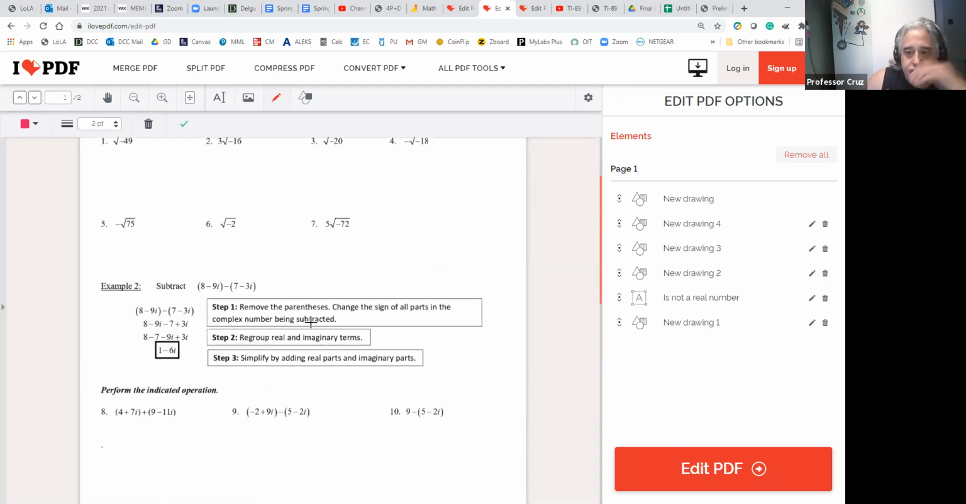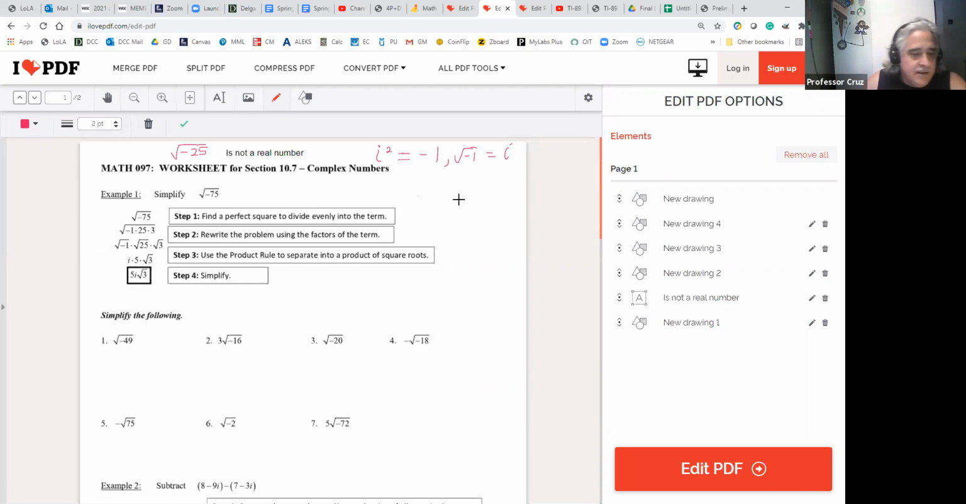All right. Now, other than that, these numbers work just like any other kind of numbers. You can treat the variable, the i, like a variable, and so forth. But let's go through this example, and then we'll take a little break.